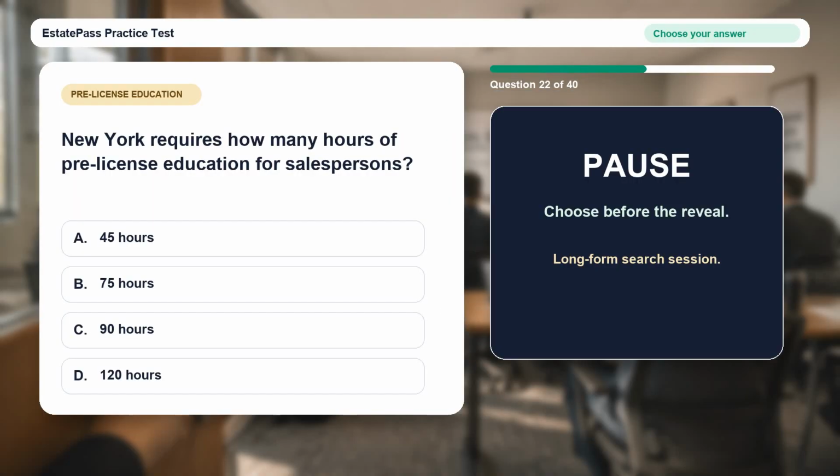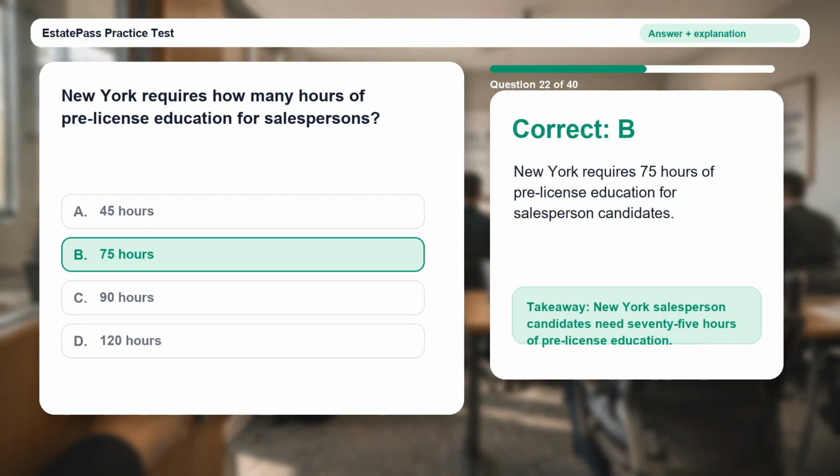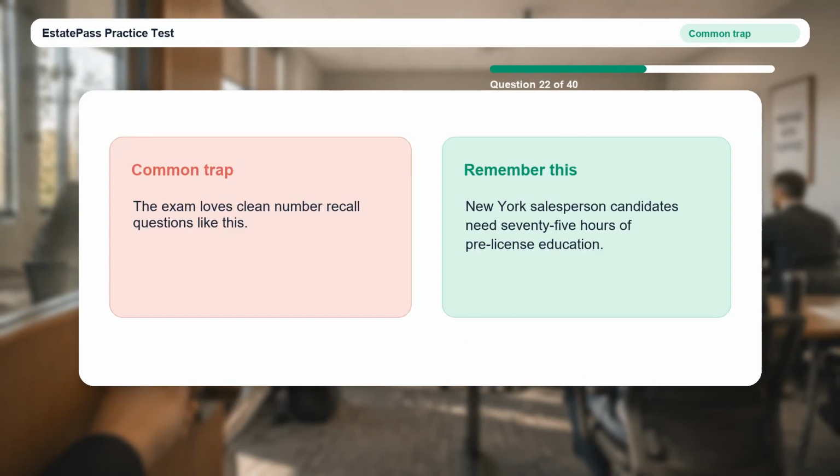Question 22. New York requires how many hours of pre-license education for salespersons? Your choices are A. 40, B. 75 hours. The correct answer is B. 75 hours. Explanation. New York requires 75 hours of pre-license education for salesperson candidates. Common trap. The exam loves clean number recall questions like this. Quick takeaway.